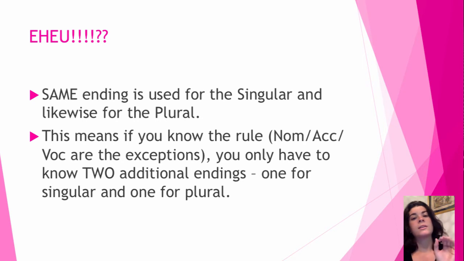All it means is that you're going to use the same ending for the nominative, accusative, and vocative in the singular, and you'll use the same ending in the nominative, vocative, and accusative in the plural. So, really, you only have to know two different endings if you remember the rule nominative, accusative, vocative, or NAV. Like Navi, kind of, if you remember Navi from Zelda, there you go. So only two additional endings, one for singular, one for plural, and that's it. It's not that scary, I promise, guys.